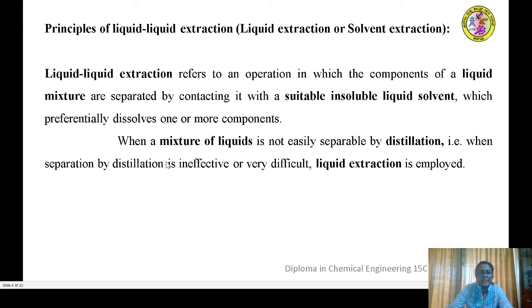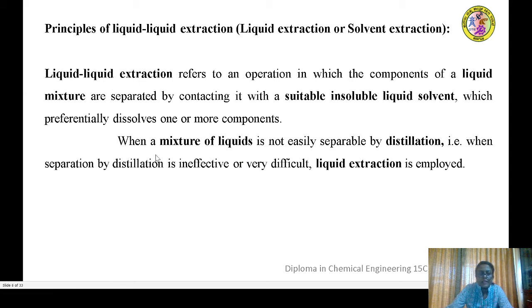So this is one operation that is preferred whenever a mixture of liquids cannot be that easily separated by distillation. Whenever you're given a liquid mixture and asked to separate components, the first choice is always distillation. Okay, because distillation is one operation which gives you the separation of a liquid mixture in a single processing step to give almost pure components. That fact makes distillation the primary choice whenever you're supposed to separate a mixture of liquids.